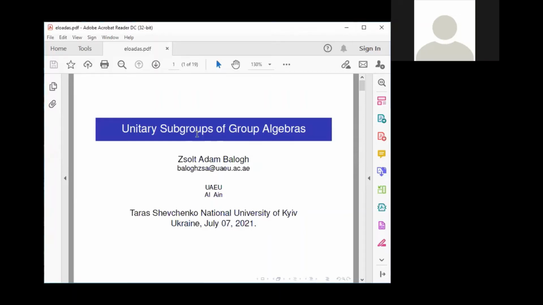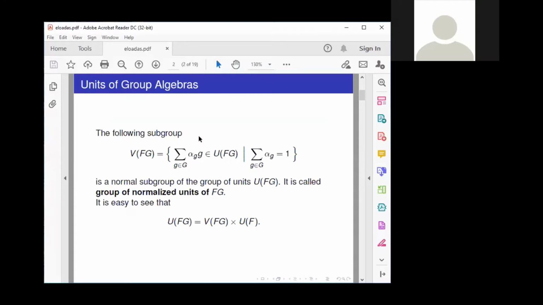So in this talk, I would like to talk about the unitary subgroup of group algebras. But first of all, I would like to say some words, and I would like to show some notation corresponding to this talk. FG denotes a group algebra over the group G with the field F. So in this case, F will be a field.